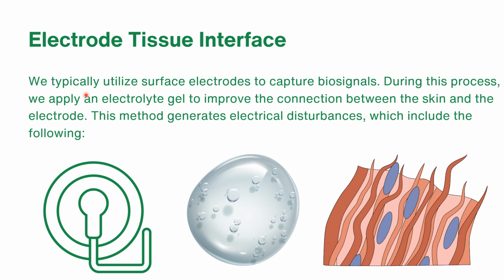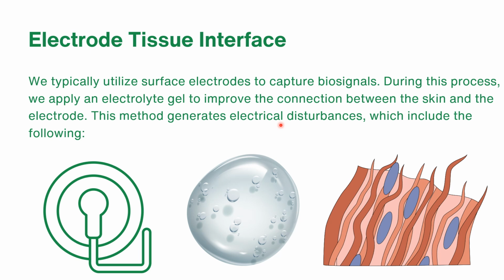So actually, we typically utilize a surface electrode to capture biosignals. During this process, we apply an electrolyte gel. This is a gel which we apply on the electrode or on the skin, or you can say a gel layer is put in between the electrode and the skin, right? This method generates electrical disturbances, which are unwanted noises, motion artifacts, contact impedance, and all those things, right? Those will create electrical disturbances, or unwanted potentials, unwanted small values embedded into the original biosignal.